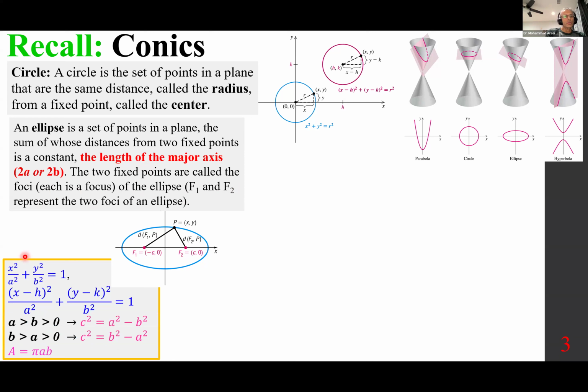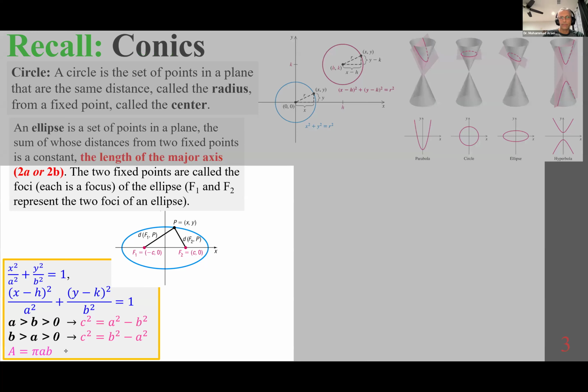The formulas are x squared over a squared plus y squared over b squared equals 1. Or if it's centered differently, not at 0, 0, it's x minus h quantity squared over a squared plus y minus k quantity squared over b squared equals 1. If a is larger than b, c squared is a squared minus b squared. If b is larger than a, c squared is b squared minus a squared. And the area is pi ab.